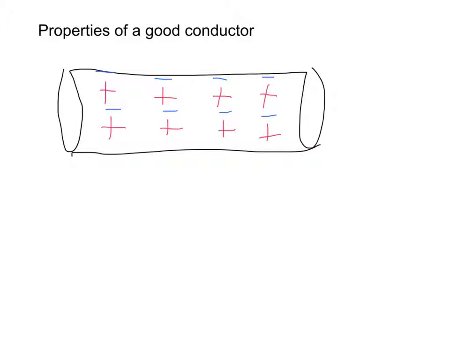So we are going to define our very first variable, which is what we call Ne. The Ne is what we call the number of mobile charge carriers per unit volume.